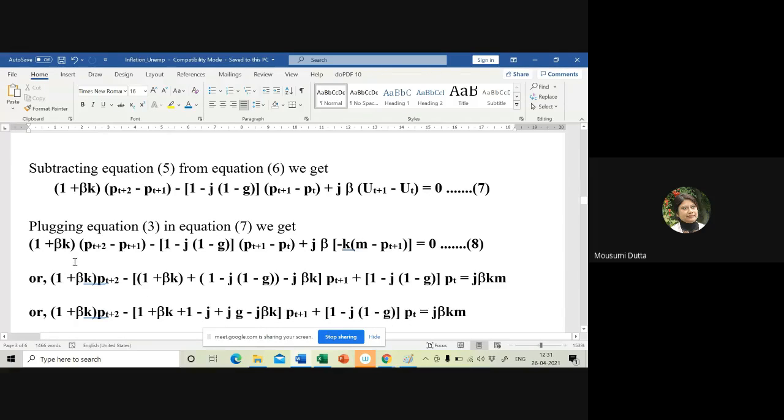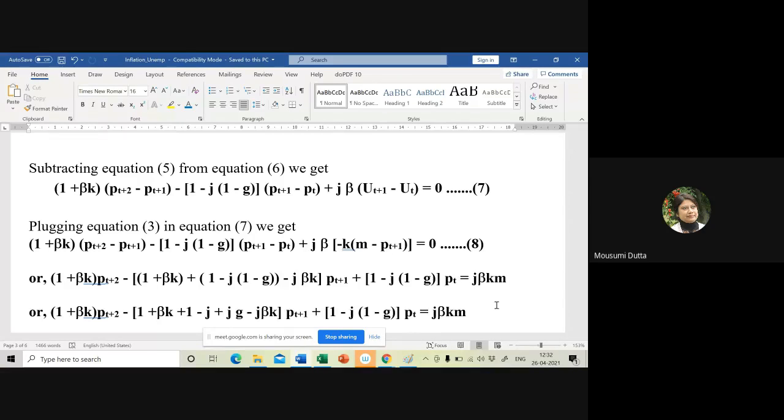Okay. So everybody is at equation number 8. For the rest of the students, what is happening? So this is equation number 8. Once you get equation number 8, please stop writing and look at the screen.